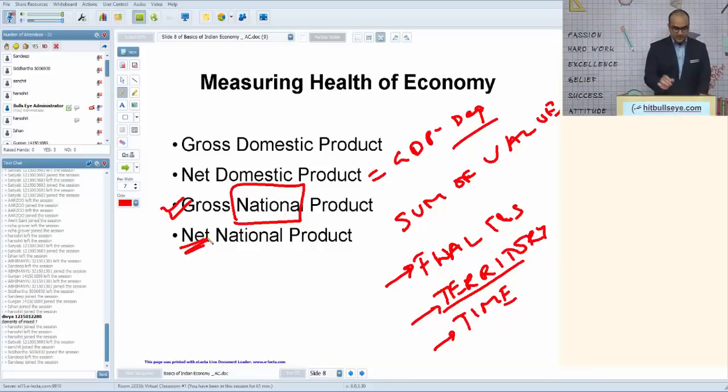So next is a term that is net national product. Of course, this is nothing but GNP minus depreciation.